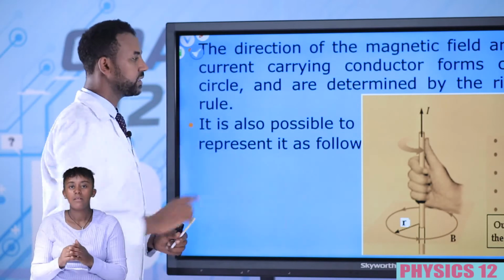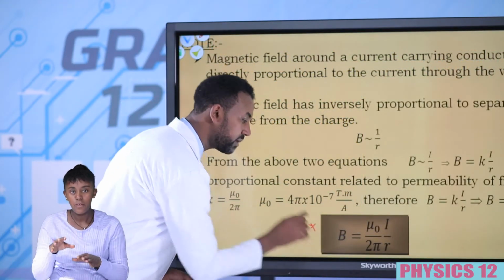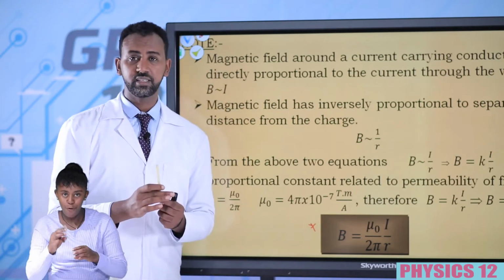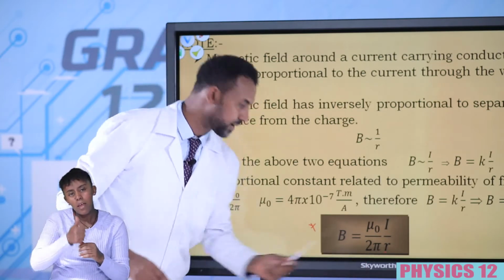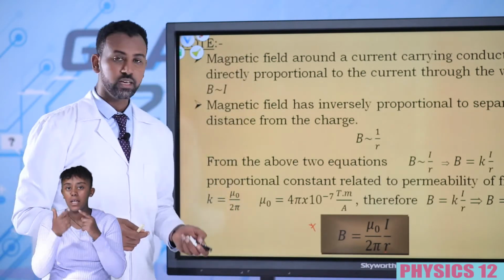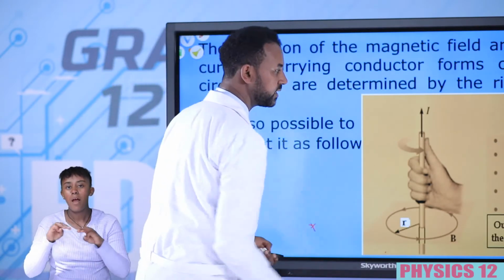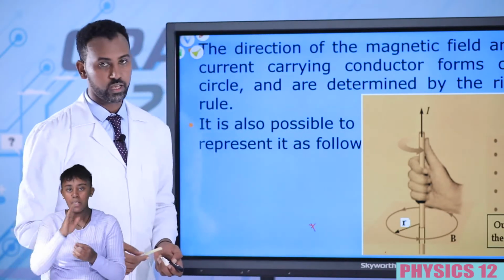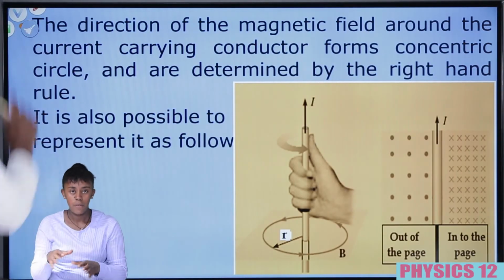So we have seen two things. Previously, we saw how to determine the magnitude of a magnetic field around a straight current carrying conductor at any distance r. The second is that it's possible to determine the direction of the magnetic field around a straight current carrying conductor. So this is what we have seen. Let's proceed.